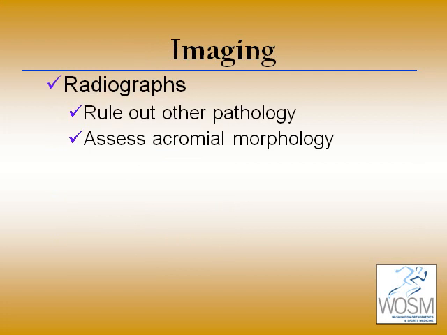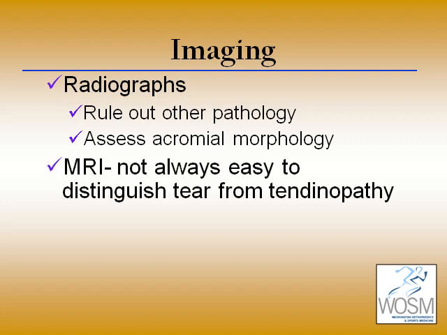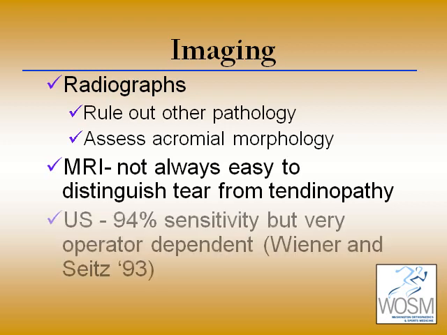Imaging begins with radiographs, which are necessary to rule out other pathology and specifically to look at the shape of the acromion. With MRI, it is not always easy to distinguish tears from tendinopathy. Ultrasound is very effective, but unfortunately operator dependent.